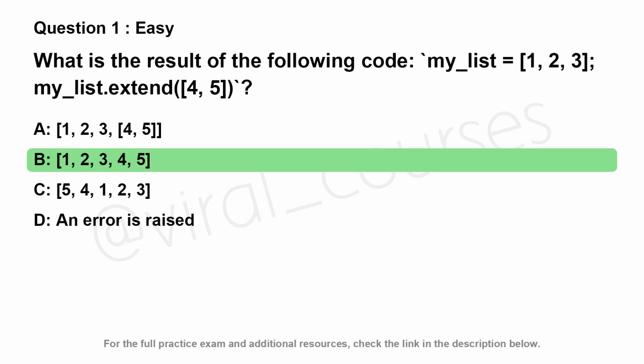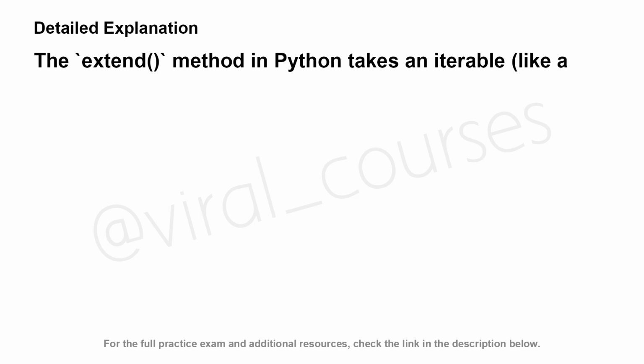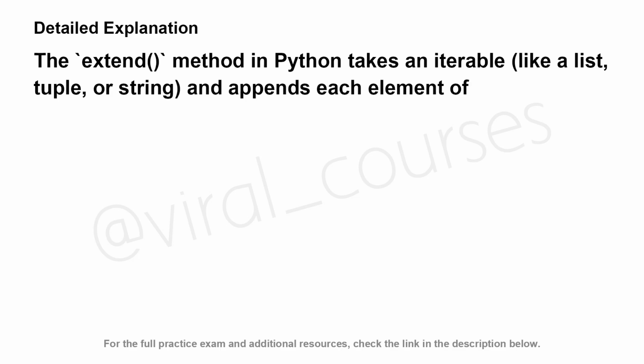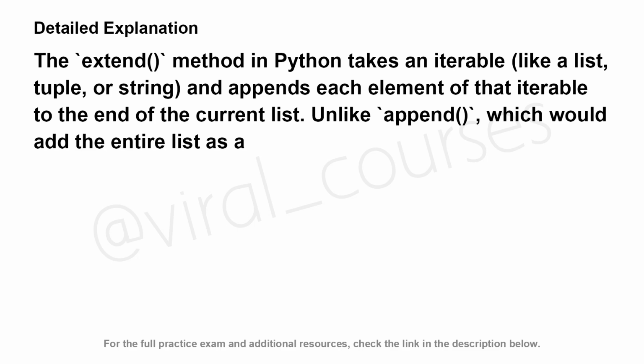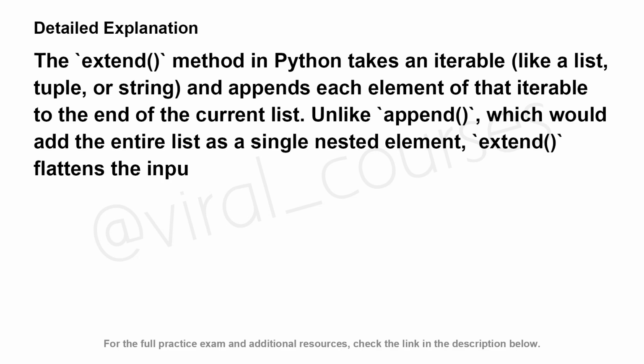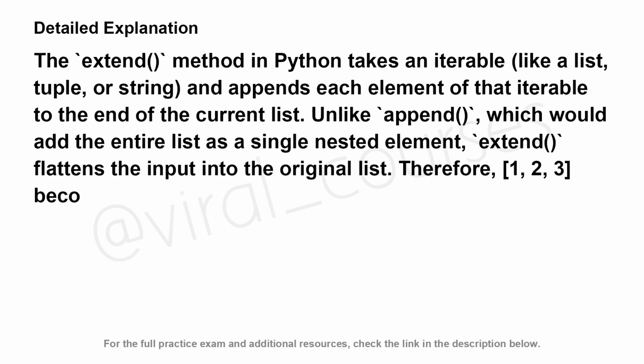The correct answer is B. The extend method in Python takes an iterable, like a list, tuple, or string, and appends each element of that iterable to the end of the current list, unlike append, which would add the entire list as a single nested element. Extend flattens the input into the original list, therefore [1, 2, 3] becomes [1, 2, 3, 4, 5].